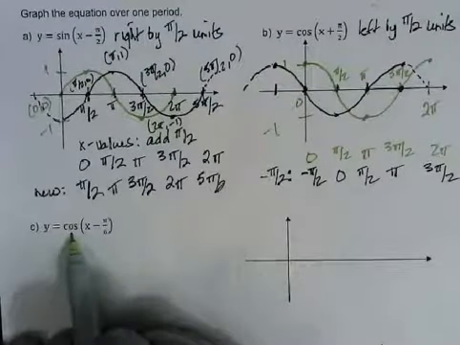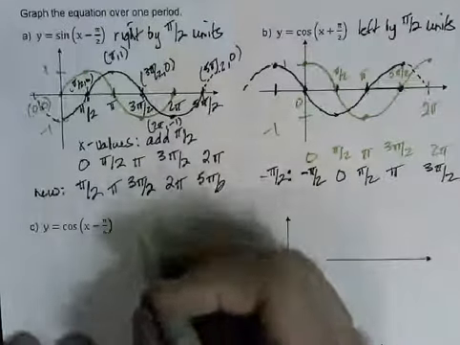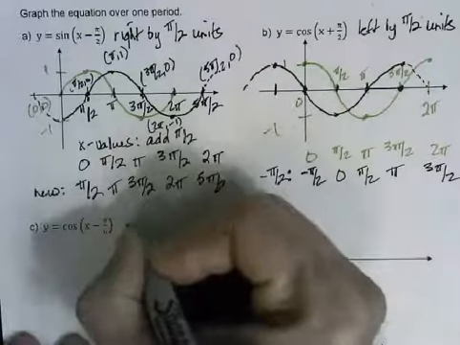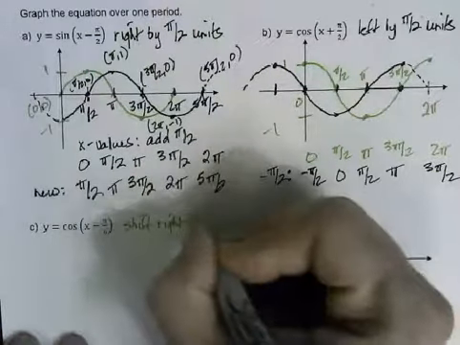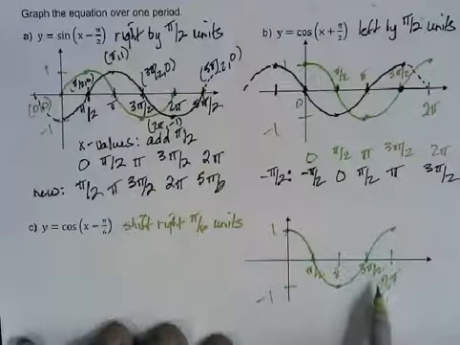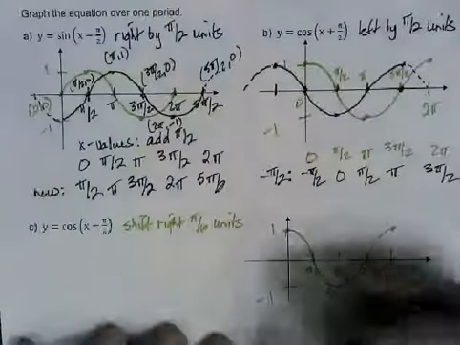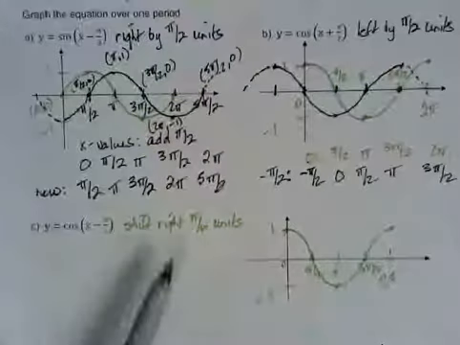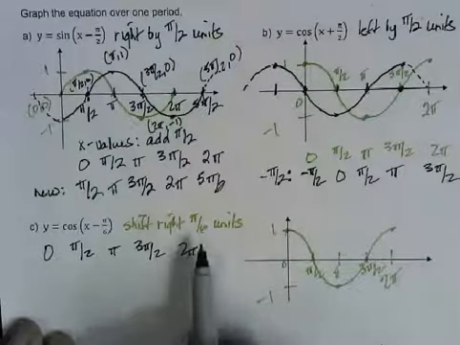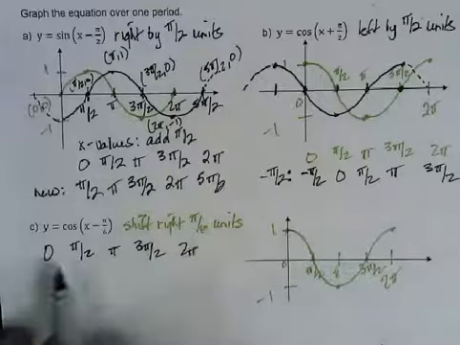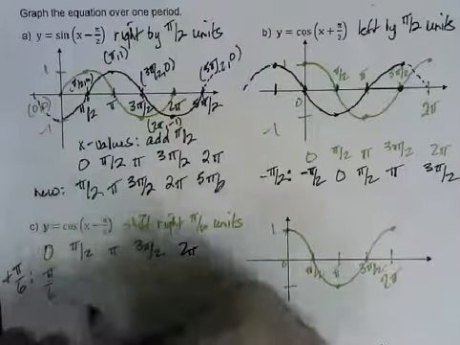On this one I have a cosine graph, and this time I have a minus pi over 6 inside my parentheses. This is going to shift my graph to the right by pi over 6 units. Here's my original cosine graph. I'm going to take these 5 x values and see what happens to them if I want to shift this to the right by pi over 6. To shift this to the right, that means I'm actually going to add pi over 6 to each one of these. 0 plus pi over 6 gives me pi over 6.